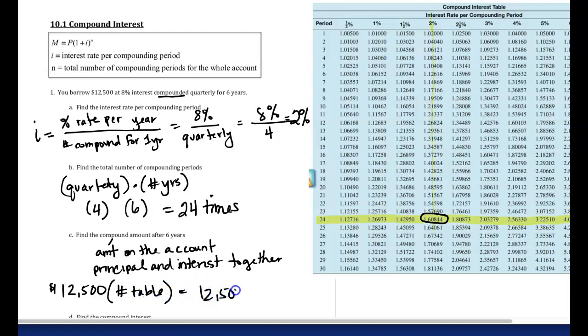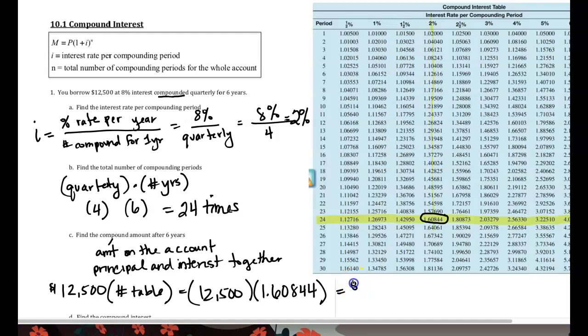So the $12,500. And to find the number in the table, we used what we found in Part A and Part B to find the row 24 for the number of times to compound over the whole 6 years of the loan, and also the 2% for the compounding period, and that was 1.60844. And when we multiply those together, I get a value of $20,105.50.